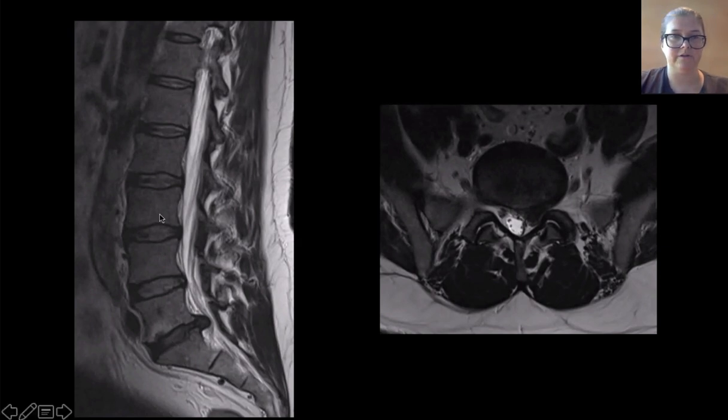So I talk about the marrow signal. I talk about the disc heights and disc desiccation. So here I'd probably just say, mild loss of disc height at L5-S1 with disc desiccation. And then I usually will include a comment about where the conus medullaris terminates, what it looks like. If you've got distal thoracic cord, what does that look like? Very rarely, but it does happen, you can have a lesion there, right? So you don't want to miss that.